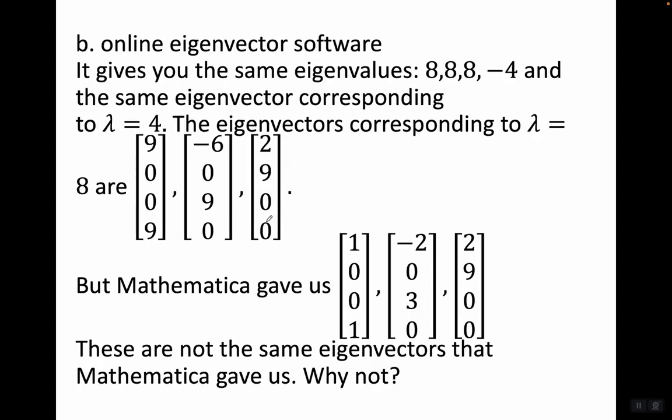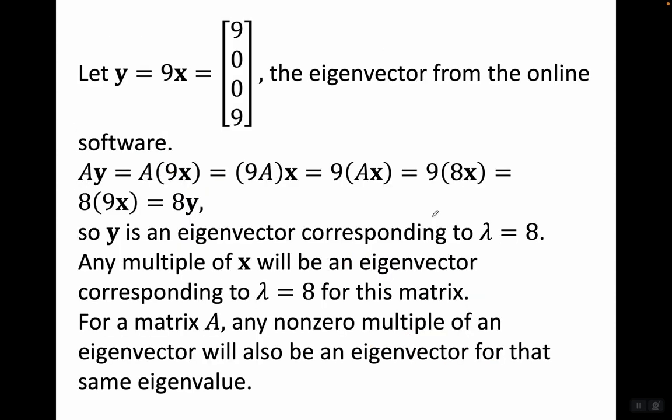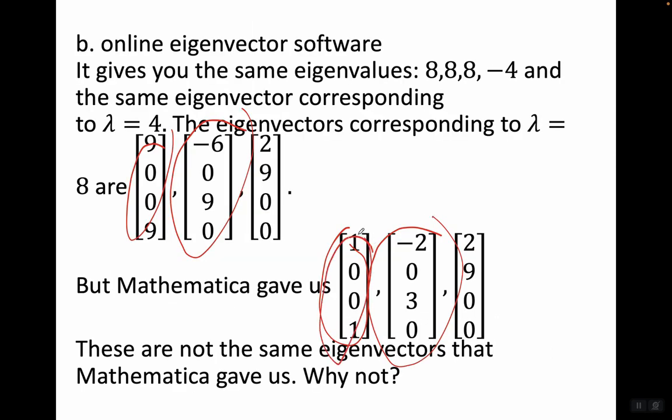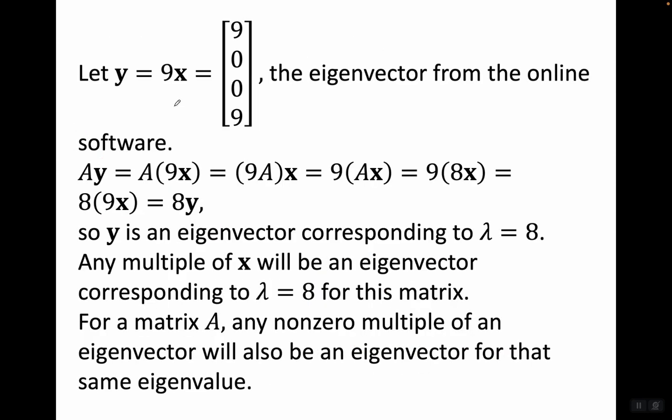Now let's go back and see what's happening. Notice that this vector is just a multiple of this vector, and this second vector is a multiple of this second vector. Okay, that might be a clue as to what's happening. So we're going to let y equal 9x, 9, 0, 0, 9. Again, 1, 0, 0, 1, that's x. That's the eigenvector we get from Mathematica. 9, 0, 0, 9, that's the eigenvector we got from some other online mathematical software. So we let y equal 9x, the eigenvector from the online software.